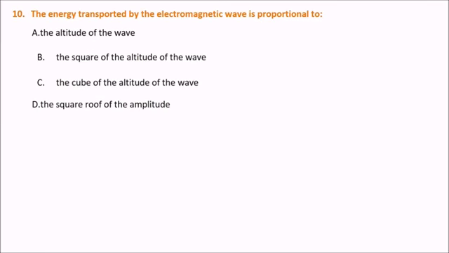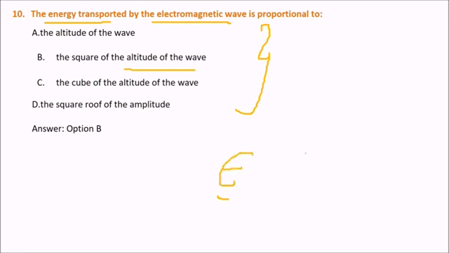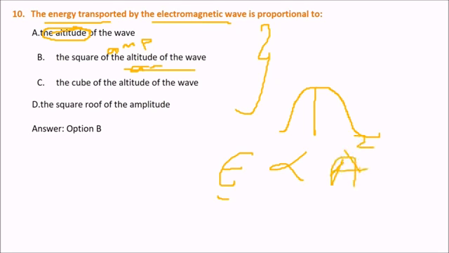Next is, the energy transported by an electromagnetic wave is proportional to... These are options for you. Please give the answer. The answer is the square of the altitude. The energy is proportional to the square of the altitude of the wave. Okay, actually, let me change it. It is not the altitude. I'll change it to amplitude. Let it be amplitude. So it will be proportional to the square of the amplitude, actually, not wavelength.